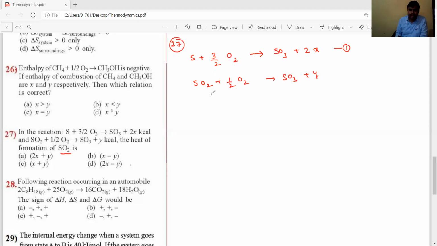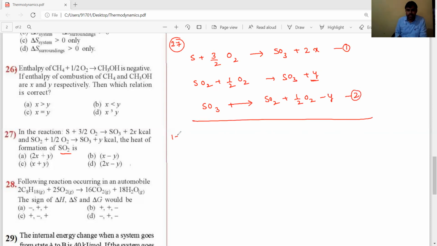You have to convert this to the reverse equation. You have to write SO3 is converted into SO2 plus half O2, and this plus Y is converted into minus Y. This is the second equation. Now you have to add 1 plus 2, and you will get this: SO3 and SO3 will cancel. There 3 by 2 moles of O2 is there.